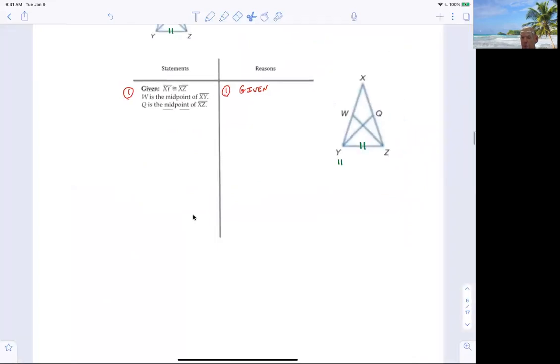All right. Now, here's what I want. For step number 2, I want XW plus WY is equal to XY, and I want XQ plus QZ is equal to XZ. And somebody tell me why that's true. Yes, that's the segment addition postulate. Anybody have any problems with that?